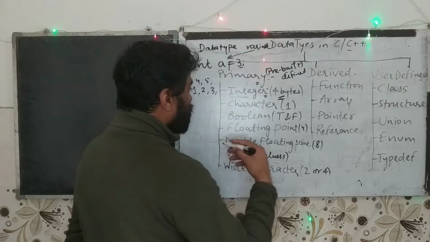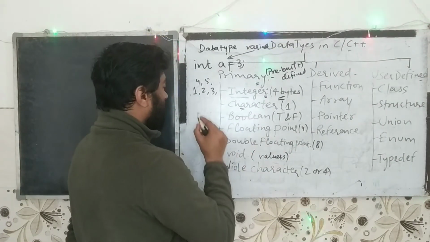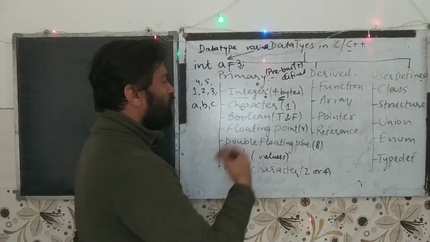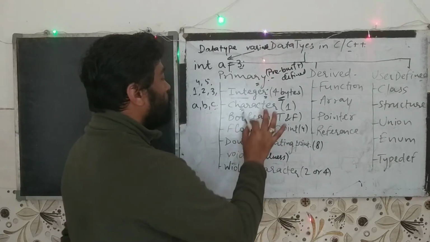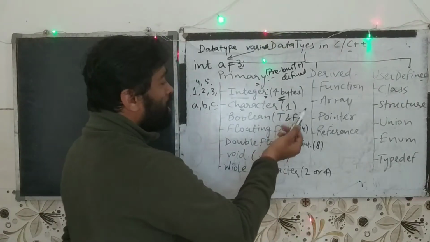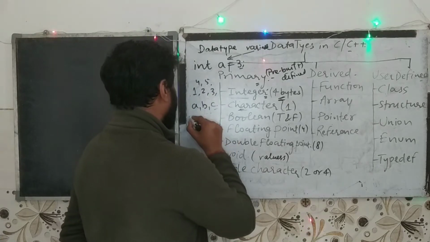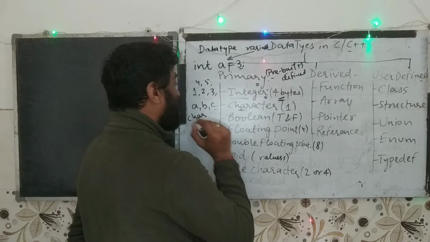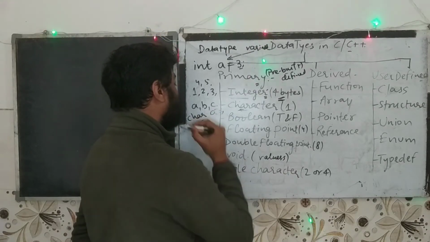If you want to store a character data type, that means A for apple, B for ball, or C for cat, any variable you want to store, then you can store it into a character type value. Clear? So you can understand that character type is a data type. You can use char in place of character and a variable name, and you can store this type of variable.